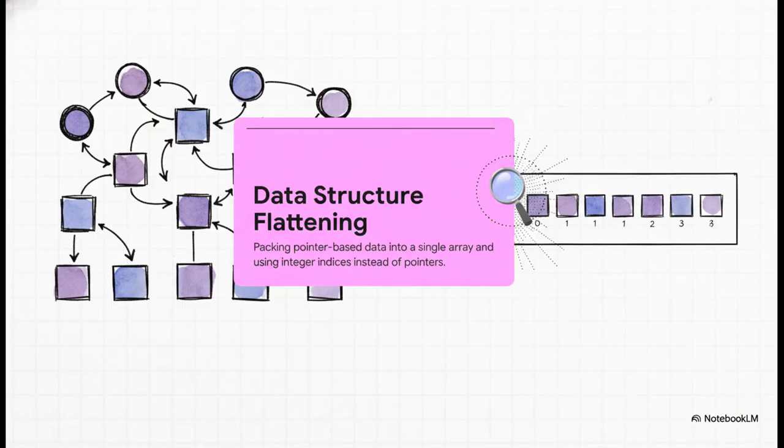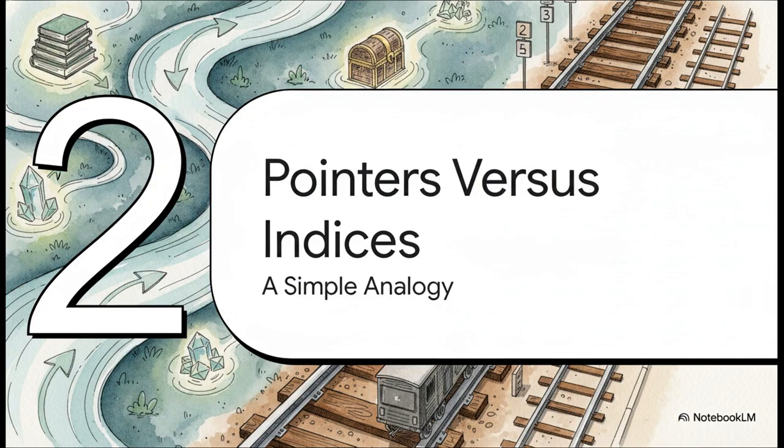So, what is it exactly? Well, data structure flattening just means taking all those individual objects that make up our tree and packing them right next to each other, side by side, into one big array. And then, and this is the key, instead of using those memory pointers to connect them, we just use simple numbers, the index of each object in that array. To really wrap our heads around why this matters so much, we have to understand the fundamental difference between a pointer and an index. And for that, there's a pretty useful analogy.